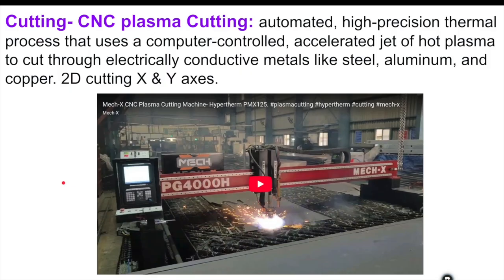We have CNC plasma cutting. This is an automated high-precision thermal process that uses a computer-controlled accelerated jet of hot plasma to cut through electrically conductive metals like steel and aluminum and copper. It again is a 2D cutting because we're only cutting on the X and Y axis. You can watch this video to see how plasma cutting works.